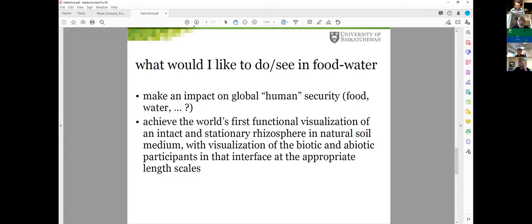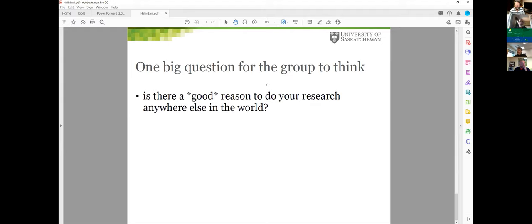And that's with visualization of the biotic and abiotic participants in the rhizosphere at the appropriate length scales. And the big question for the group is, is there a good reason to do your research anywhere else in the world? Or the other side of that equation is, what else do you need, in order for this to be the best place in the world to do your research?